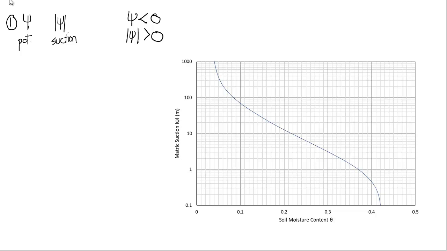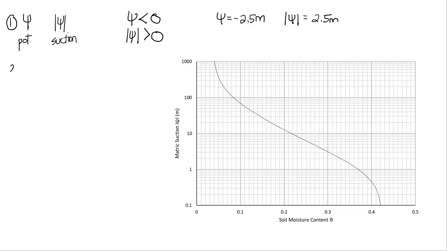So for example, if the matric potential is equal to negative 2.5 meters, then we can very quickly say that the matric suction is equal to positive 2.5 meters. That's all there is to it. Matric potential is negative. Matric suction is the same value, but positive.